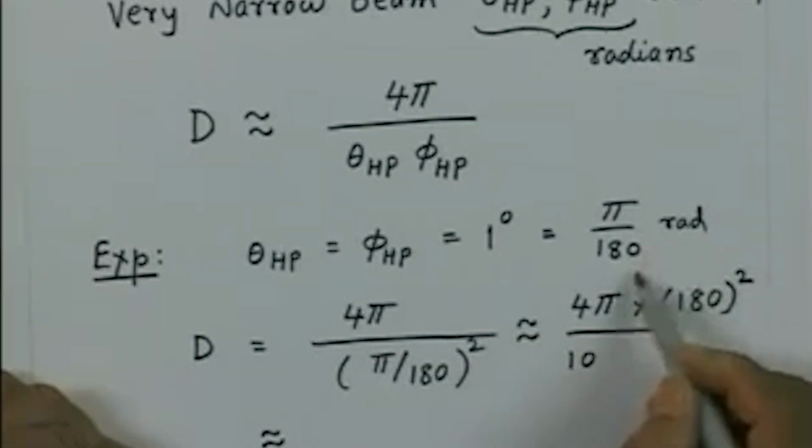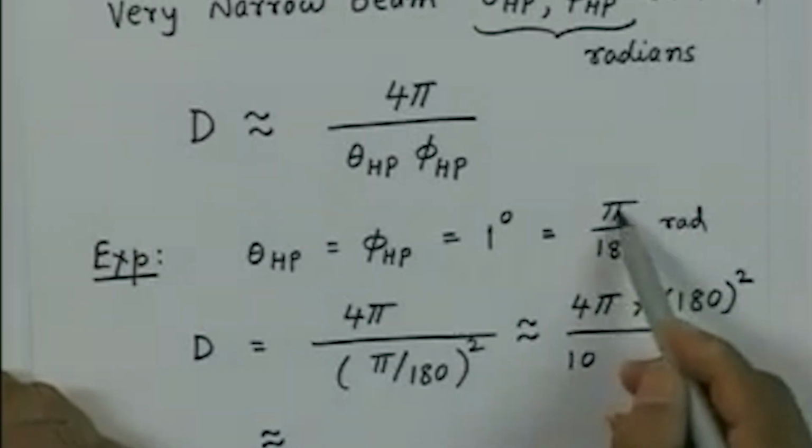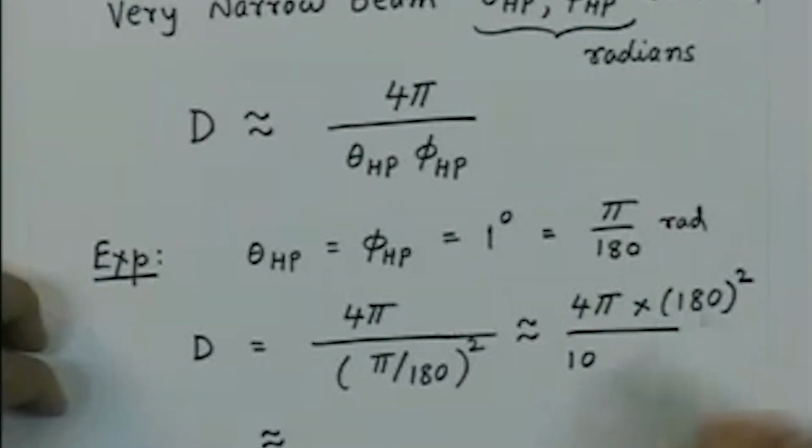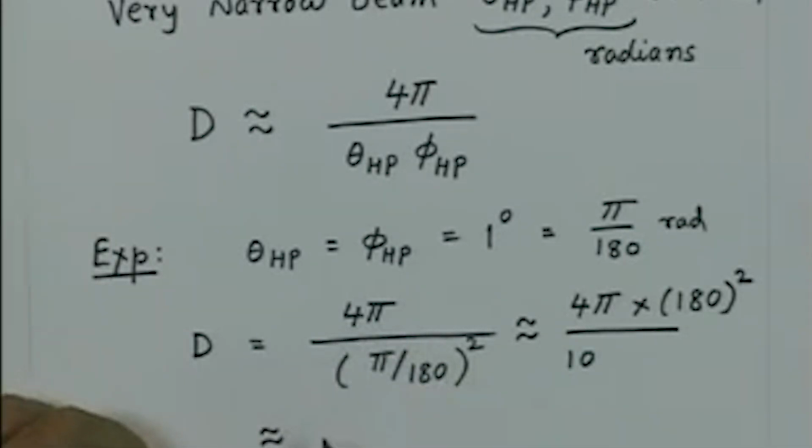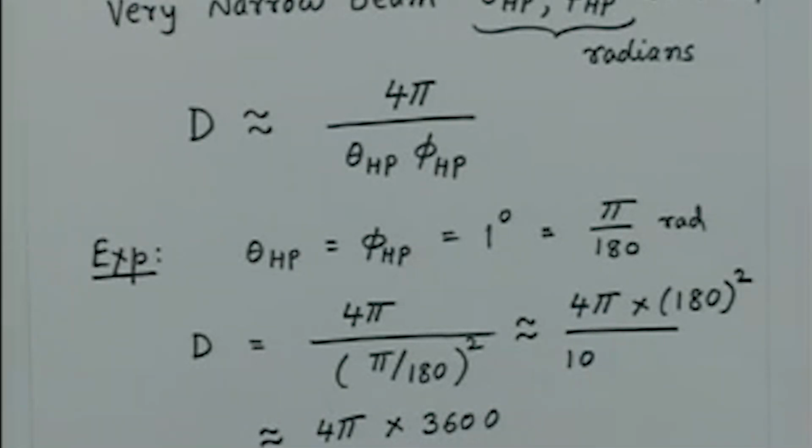So approximately this would be, if I take this pi upon 180, it is approximately like 60 degrees, that is what approximation we can use. So that gives me 3600 multiplied by 4 pi. So you will see the directivity of this approximately will be about 4 pi into this quantity, which will be about 3600. So we got here now the directivity, which is something like about 36 to 40,000.